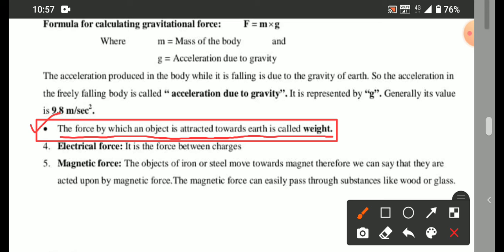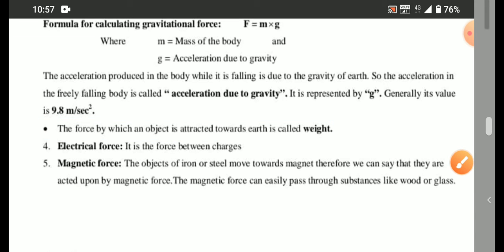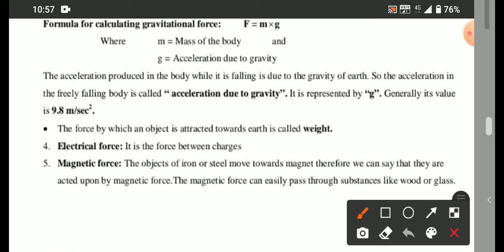The next one is electrostatic force. So what is an electrostatic force? It is a force between charges.